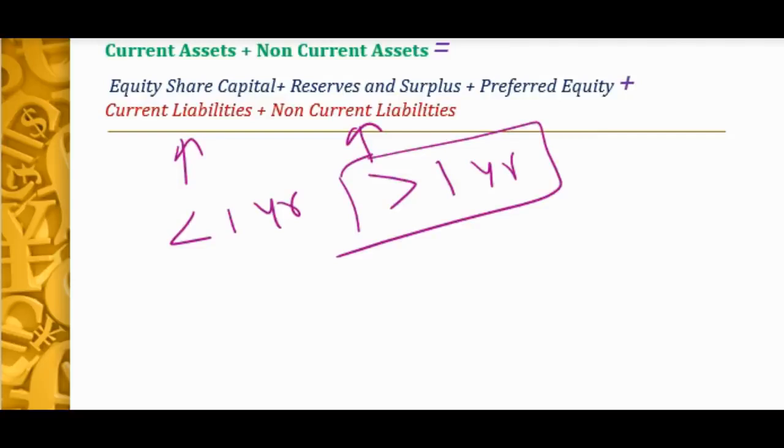So friends, this is the detailed formula for the balance sheet, where you can see two types of assets, three types of equity, and two types of liabilities. So this is in brief about the balance sheet.